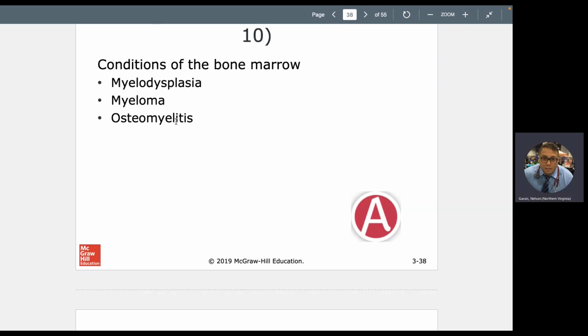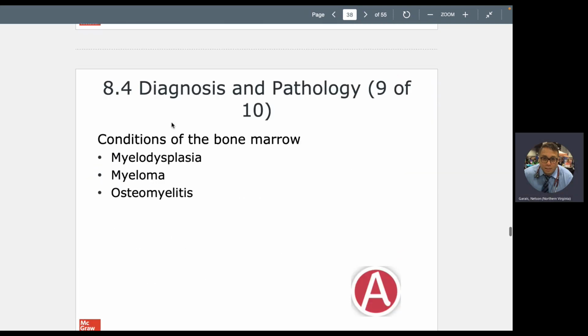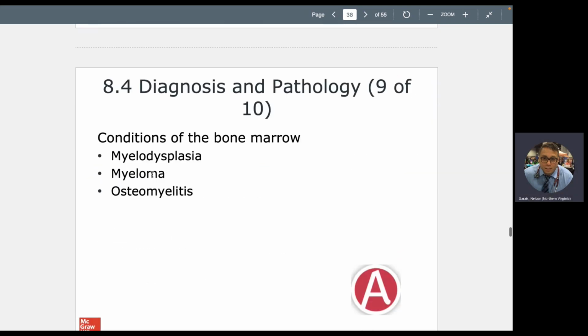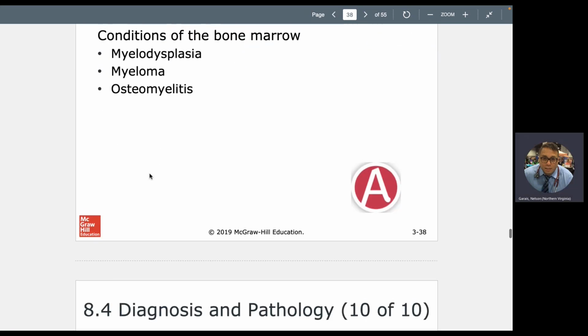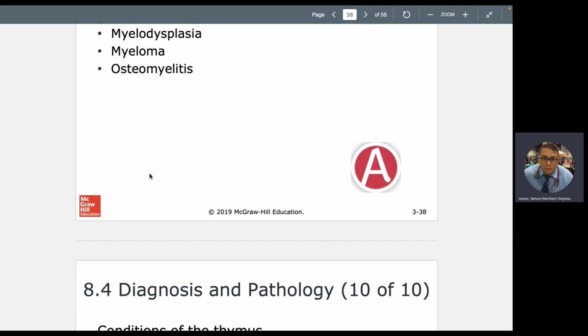Osteomyelitis is inflammation, infection of the bone and the bone marrow. We talked about this other word, but myeloma is an oma, a tumor of your bone marrow, and you don't know if it's benign or malignant until you do a biopsy, and then you can send the biopsy to the lovely department of pathology.